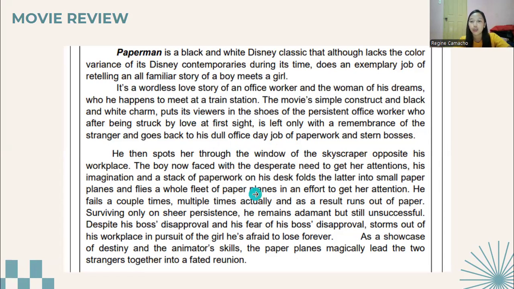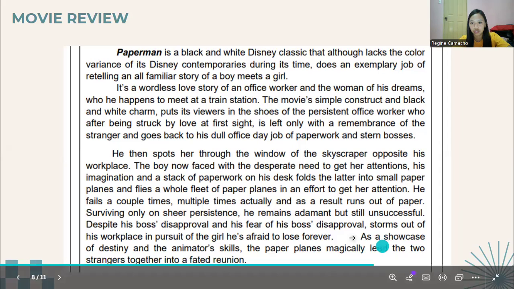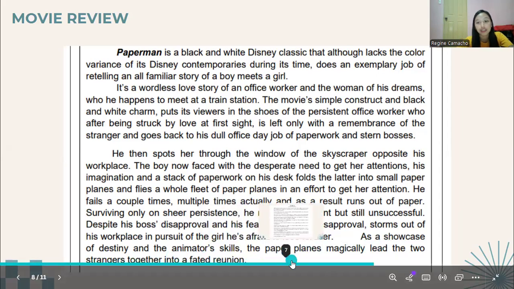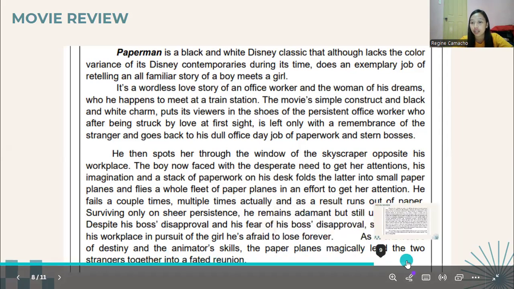Until nahuman ang story, a showcase of destiny and the animator's skills, the paper planes magically lead the two strangers together into a fated reunion. So again, in a summary, you have to paraphrase what you read in the story and make your own. But of course, dili na mulayo sa story, ha. So that's not reliable anymore. So take note of that.